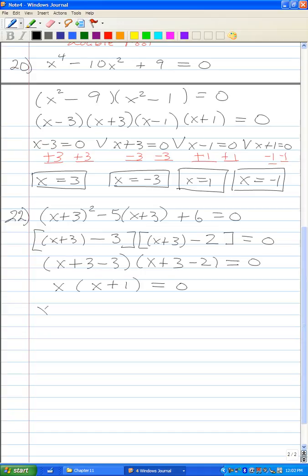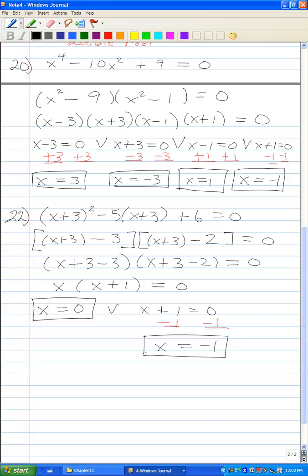Set each factor to 0. x equals 0. x plus 1 equals 0. Subtract 1 from both sides of my equation. And so I get x equals negative 1. So I have two solutions, x equals 0, x equals negative 1 for my quadratic. Okay. Let me do problem number 24.